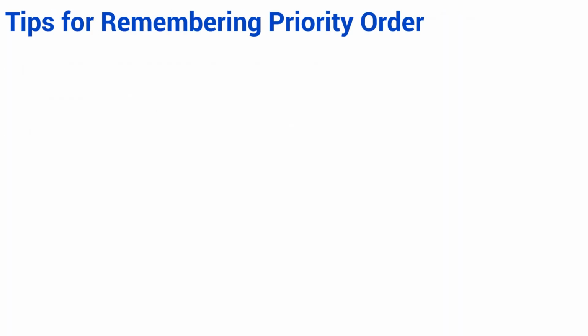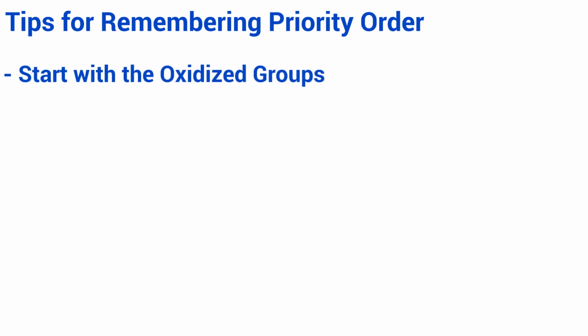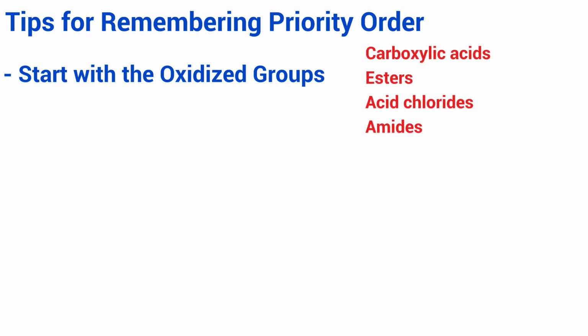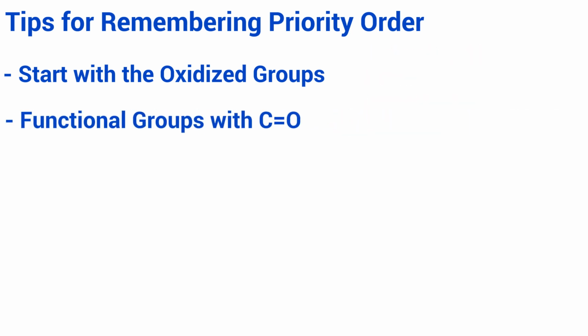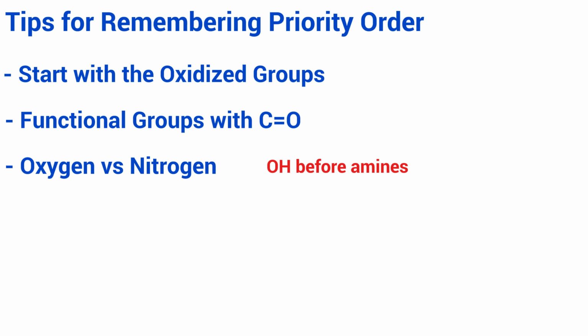Tips for remembering priority order. Here are a few tips and tricks to help you remember it. Start with the oxidized groups. Carboxylic acids are almost always at the top, followed by derivatives like esters, acid chlorides, and amides. If it's highly oxidized, it probably has high priority. Functional groups with COO. Aldehydes and ketones come next after the carboxylic acid derivatives. Oxygen versus nitrogen. Alcohols come before amines because oxygen is more electronegative than nitrogen.